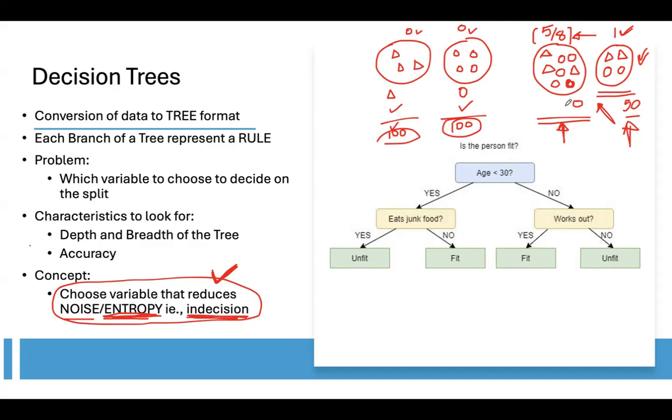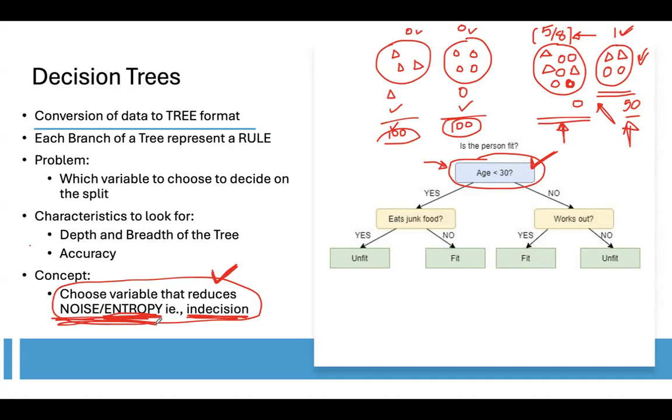So now coming back to this decision tree, if I am asking the first question about age, why am I asking the first question about age? Why not workout? Why not junk food? The reason is that I would choose as the first node, which is the root node, a variable that reduces the noise or entropy as close as possible to 0.